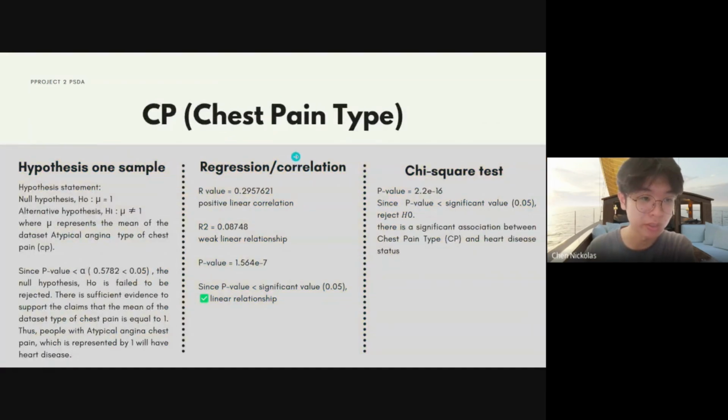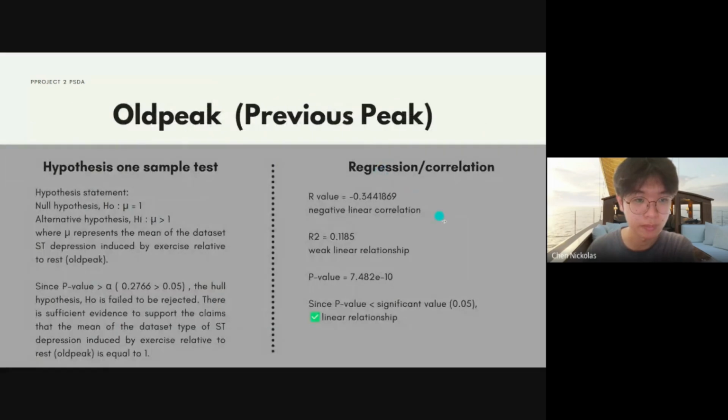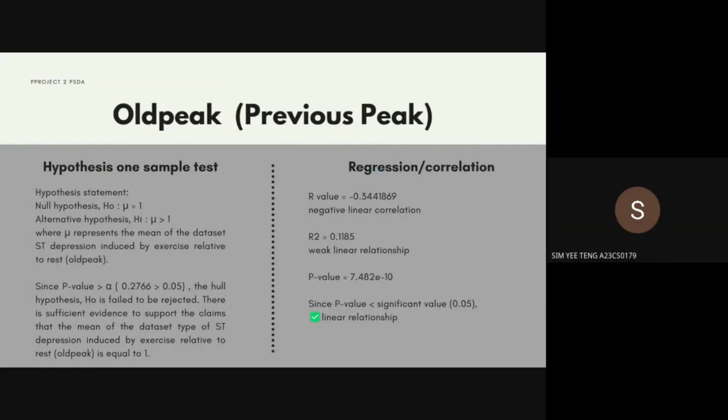And the third variable is CP, which is chest pain type. We also did a hypothesis one sample test, regression and correlation, and also a chi-square test for this variable. And from the hypothesis one sample test, we found that people with atypical angina chest pain, which is represented by 1, will have a higher chance to get heart disease. And from regression and correlation and also the chi-square test, we found that there's a significant association between chest pain type and heart disease status.